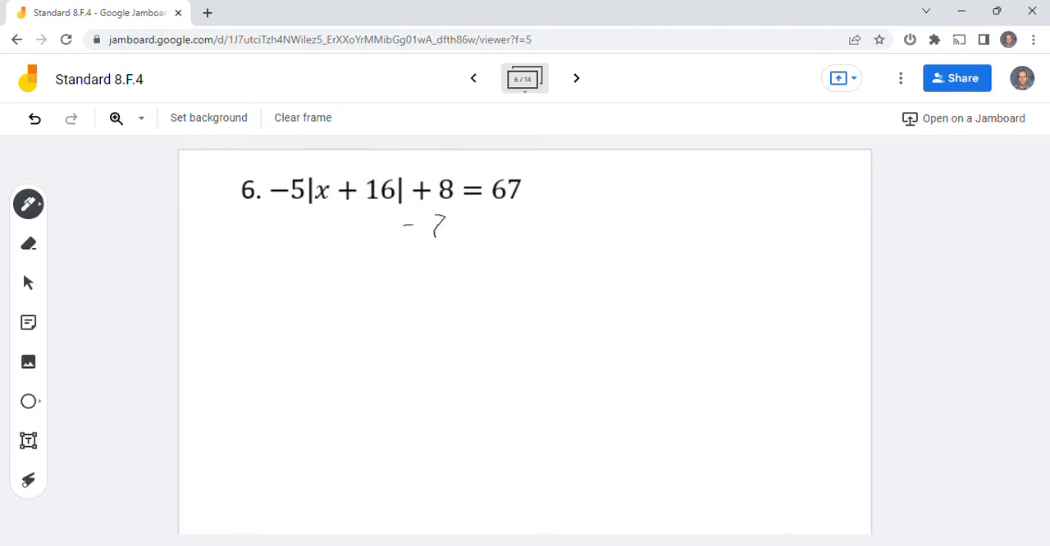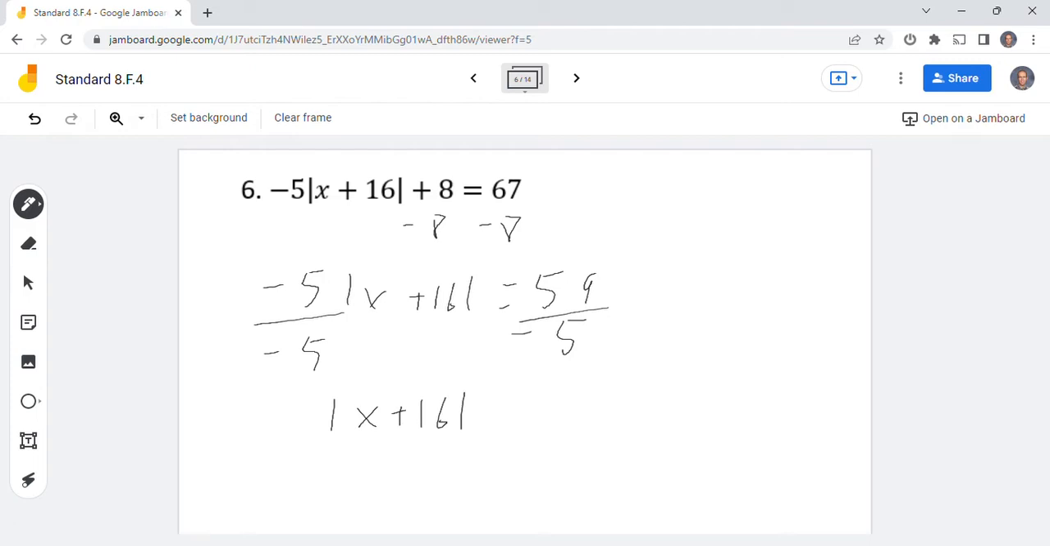So we're going to subtract 8. Subtract 8 over on this side. That gives us negative 5 times the absolute value of x plus 16. Over on the other side, we end up with 59. We're going to divide by negative 5. Divide by negative 5 on that side. We end up with the absolute value of x plus 16 equals negative 11.8. Now at this point, we're going to take a look at this.